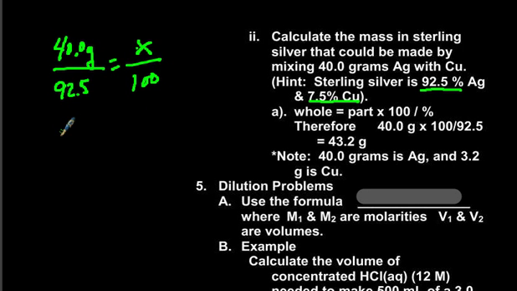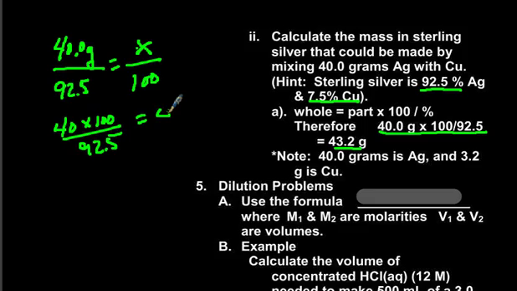So this is going to give us 40 times 100 divided by 92.5, which is exactly what we have over here. And that will equal 43.2 grams. And that's going to be the total mass of sterling silver that we could produce from an original stock of 40 grams of silver.